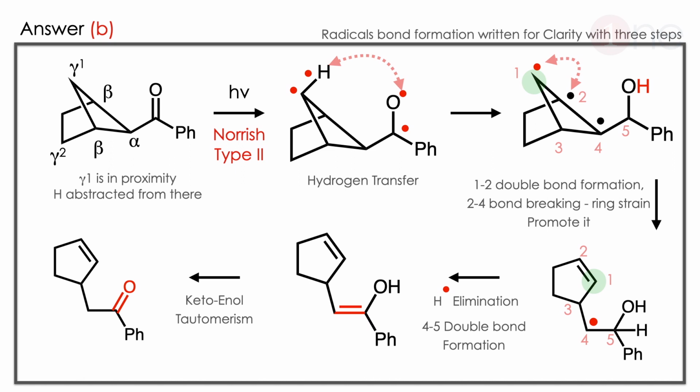So the double bond is in the second position in the ring. Here you have to learn 2 things. In Norrish type 2 reaction, hydrogen transfer occurs where there is proximity, or which is near to the carbonyl group. The second thing is, if there is a free radical along with the ring strain, the ring will be opened.